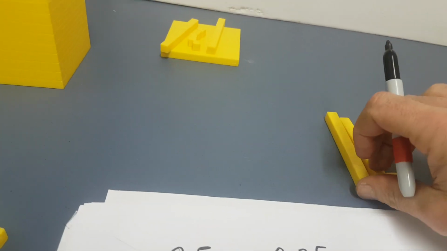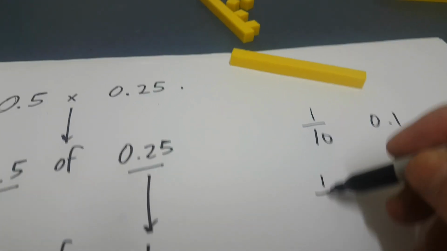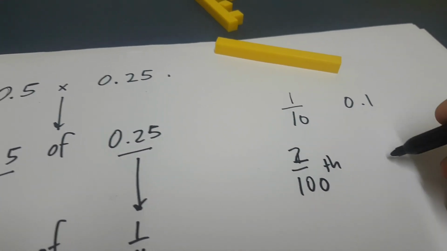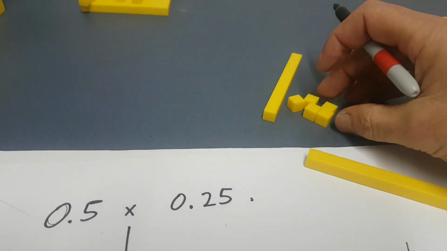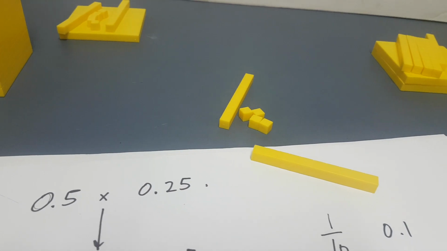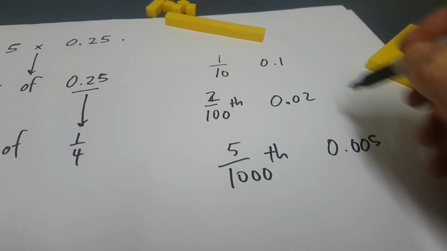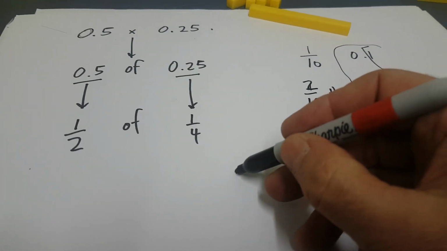This here is called 100th, because there's 100 of these. That'll fit into one of those. So we've got one, now we've got 200ths, or 0.02. And then we've got 5 of these little ones. And if we look here, if this is 1, we've got 1,000 of those that'll fit in there. So we've got 5 thousandths, or 0.005.